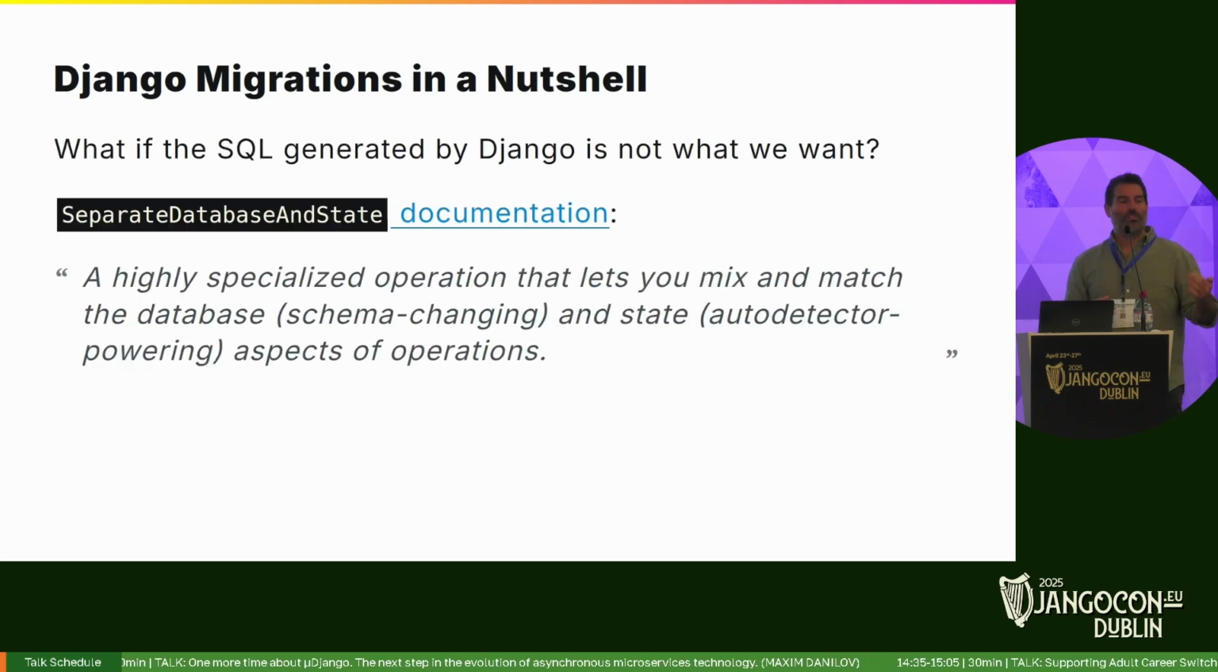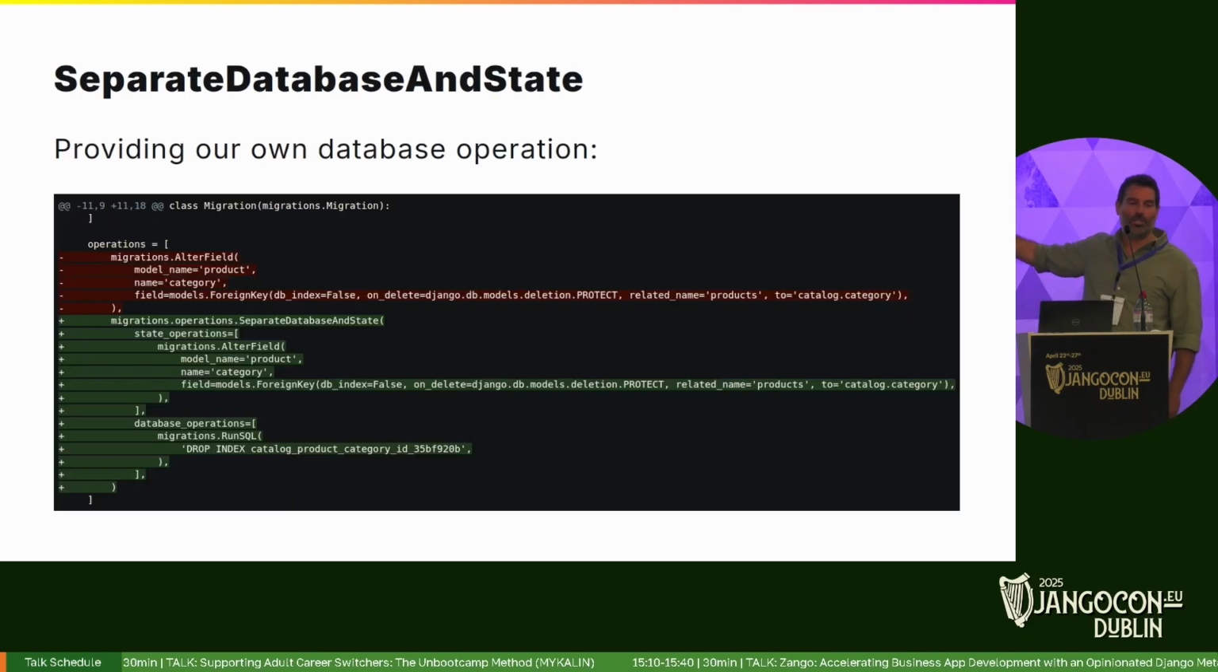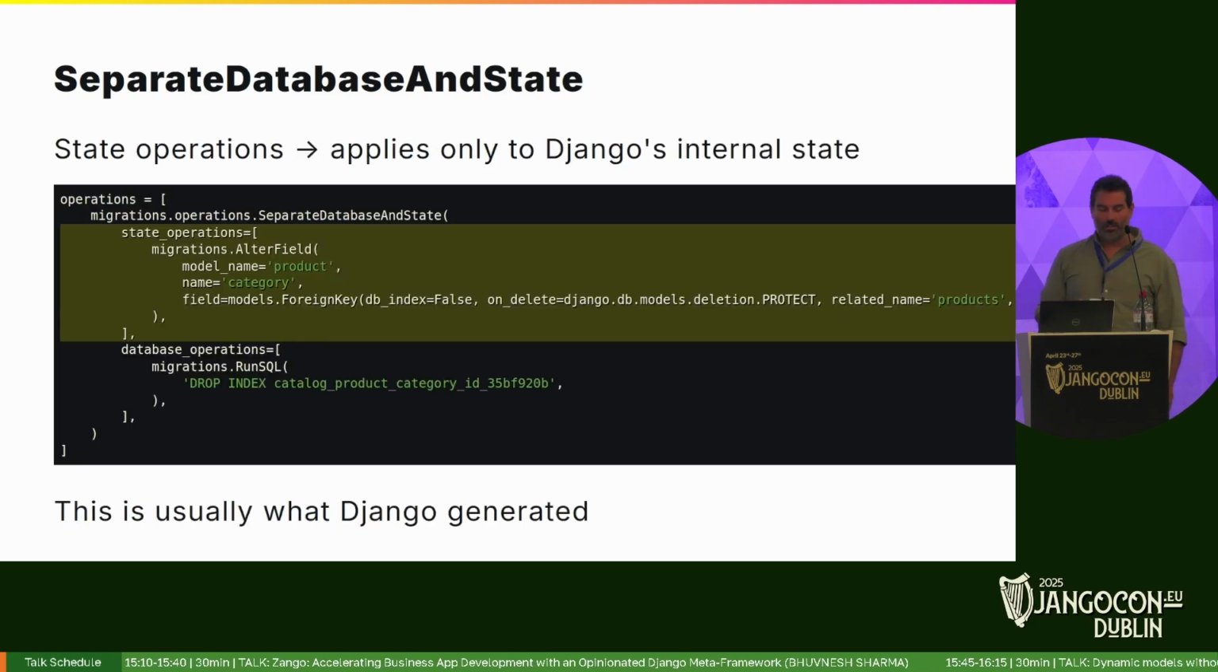So if we want to provide different SQL than what Django is generating, we can use this special operation called SeparateDatabaseAndState, okay? You've seen it yesterday, so let's see how it works. This is the change that we're going to make. So instead of doing AlterField like Django suggested, we're now doing SeparateDatabaseAndState. So let's break it down. First, SeparateDatabaseAndState allows us to execute some operations on the state and different things on the database, right? So the state operations, that's the easy part. Just take whatever Django generated and stick it in there, okay? This is exactly what Django generated, very easy.